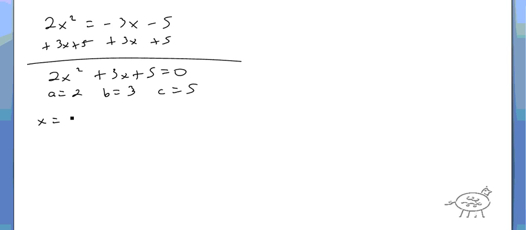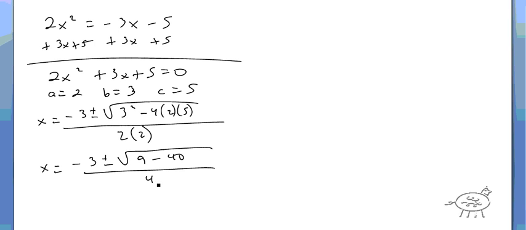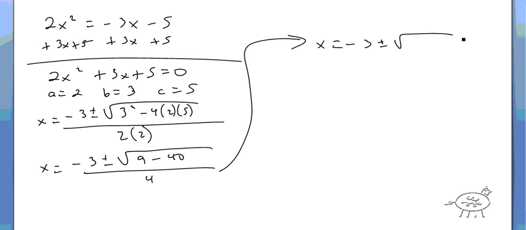So x equals opposite of B, plus or minus the square root of 3 squared minus 4 times 2 times 5, all over 2 times 2. So x equals negative 3 plus or minus the square root of 9 minus 8 times 5, which is 40, all over 4. So x equals negative 3 plus or minus the square root of 9 minus 40, which is negative 31, over 4.